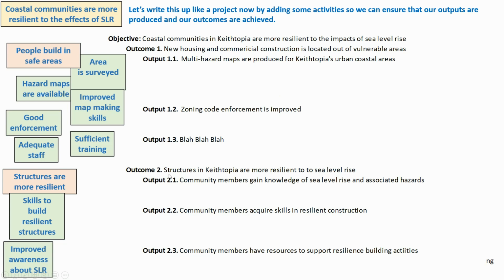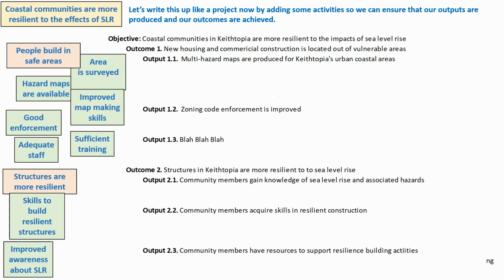Now outcome 2, remember, structures in Keytopia are more resilient to sea level rise. And here we'll make some outputs. We'll have some goods and services that we provide. And the first is that community members gain knowledge of sea level rise and associated hazards. So that's a service that we're providing. We're making people know about sea level rise and associated hazards. That's our first output. And then our second output is community members acquire skills in resilient construction.